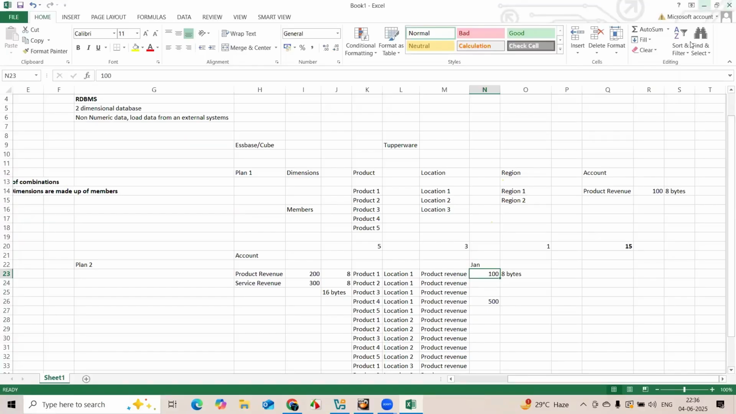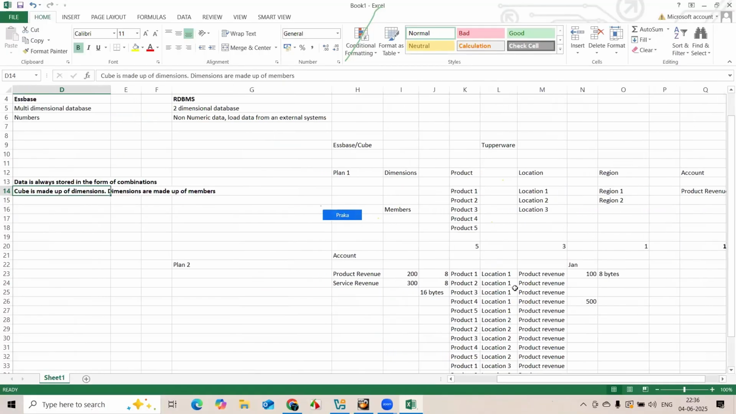Yes, please. Why is it not possible to put this multi-dimensional data in an RDBMS? What are the limitations? Okay, let me tell you in this manner. This is a wonderful question. I'm not practically visualizing how it is not possible. Okay, fine. Let me tell you this.